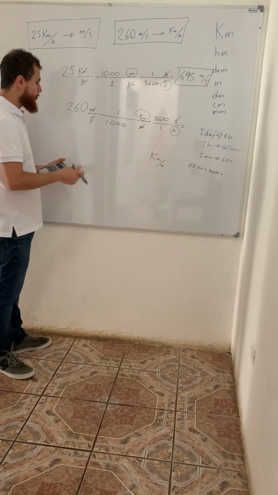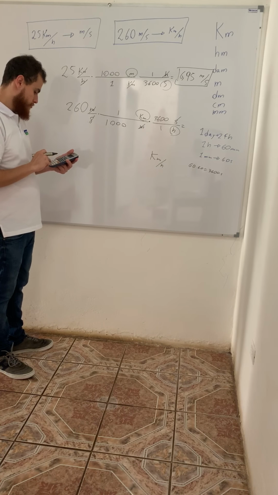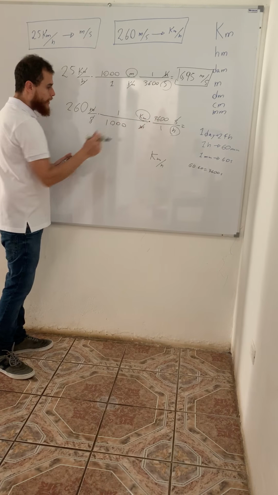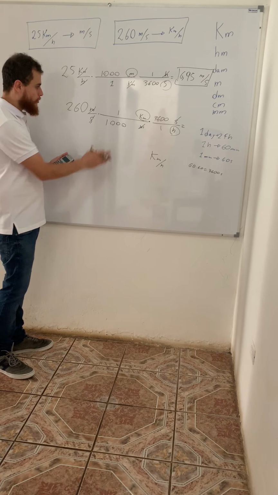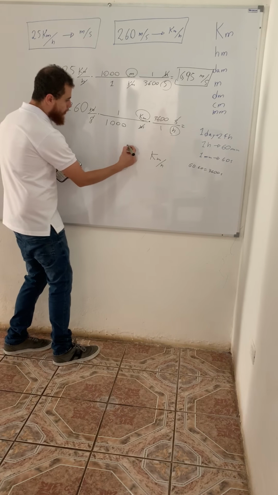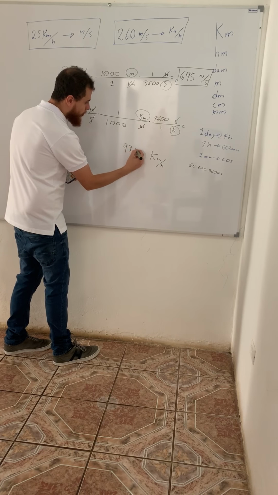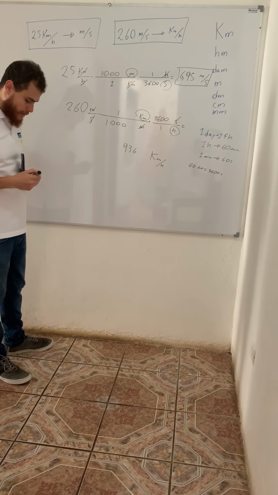And now I just do the math. So I have 260. I'm going to multiply it by 3,600. And I'm going to divide it by 1,000. And the result will be 936 kilometers per hour. And that will be my answer.